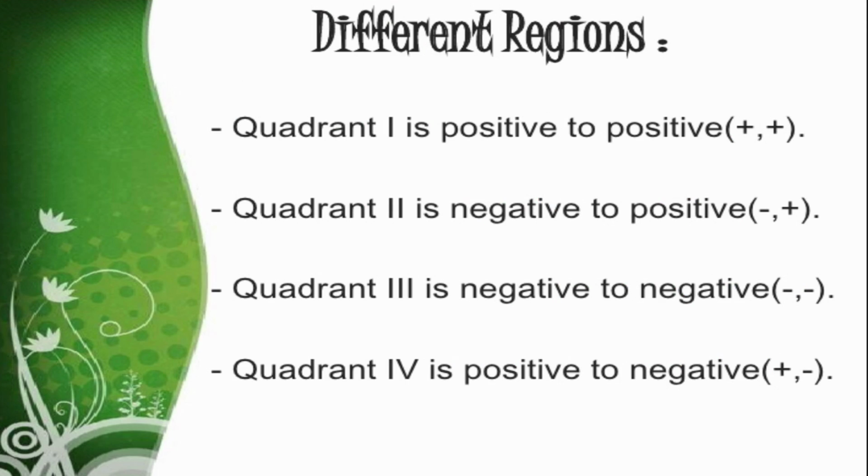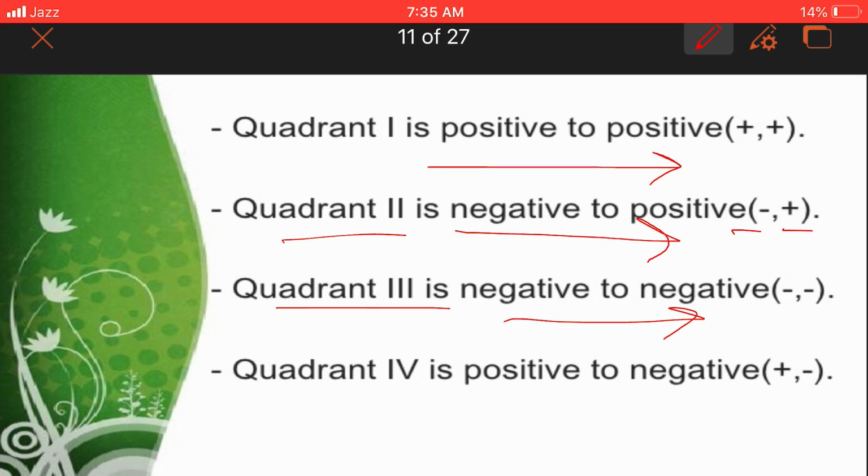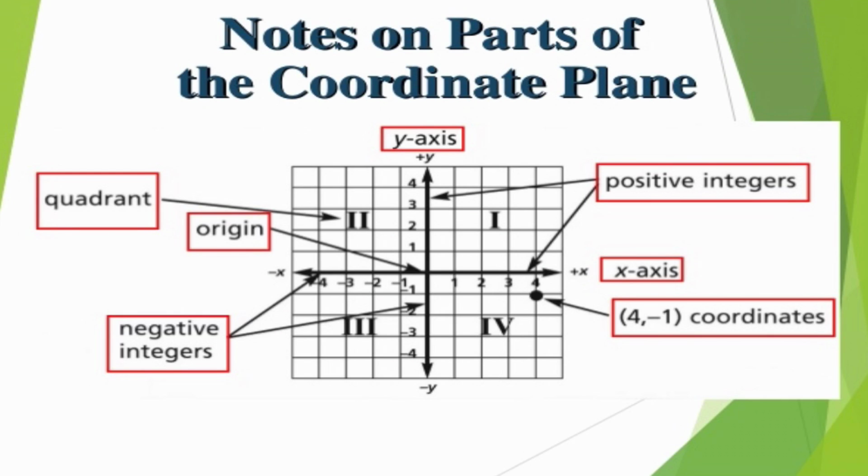Now, this is the final summary of the quadrants. The first quadrant is positive to positive, as I told you that both of them are positive. X is positive and y is positive. In the second quadrant, we will go from negative to positive, that is x is negative and y is positive. In the third quadrant, we have from negative to negative values, that is x is negative and y is also negative here. In the fourth or the last quadrant, we will have the values from positive to negative, that is x is positive but y is negative here. That is the final summary of all four quadrants.